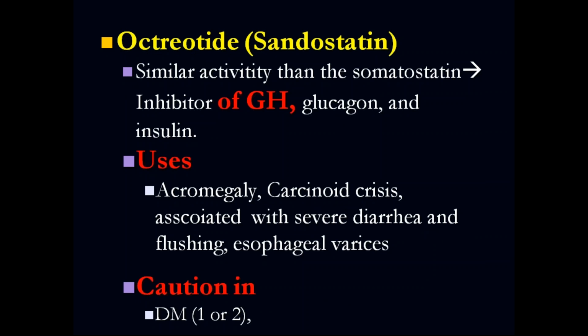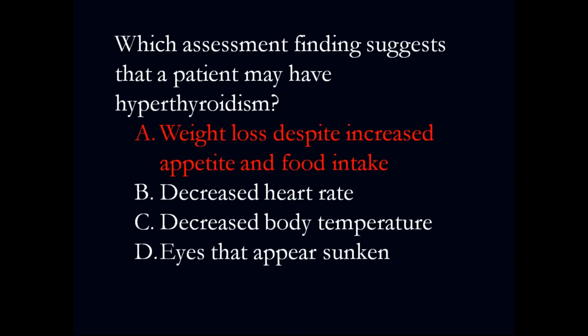So we have acromegaly. Acromegaly is when the patient starts to grow without any control. It can be used for carcinoid crisis. Carcinoid crisis is when the cancer releases some factors that lead to flushing, especially heat flashes on the face, and some rash on the skin. It can also be used for esophageal varices, and that's it, I guess.